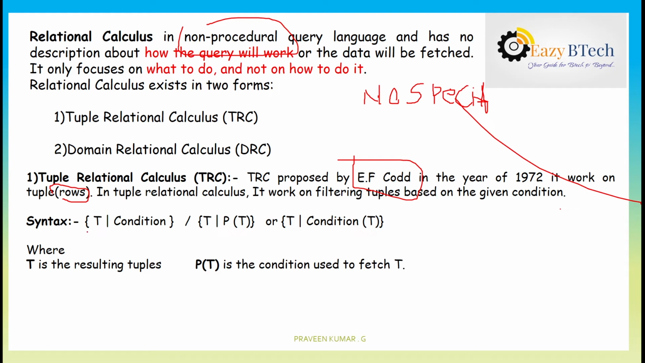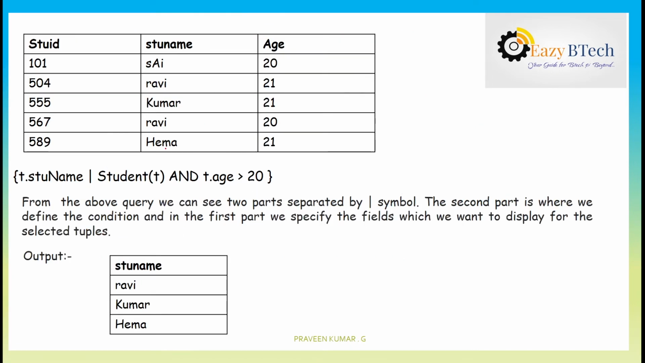What is the syntax, meaning what is the notation? T, this is a filtering. This is the notation, with a left hand side and a right hand side. Here we give the result tuple, the tuple that you require, and here you write the condition. I am explaining this with an example. We have a table, the student table. In the student table we have student ID, student name and age.